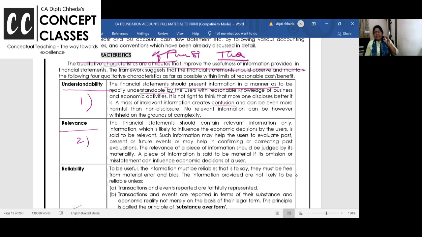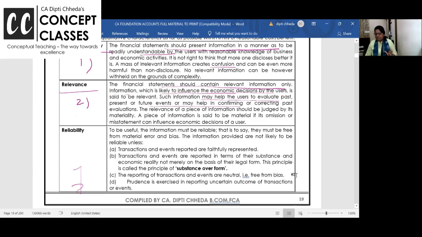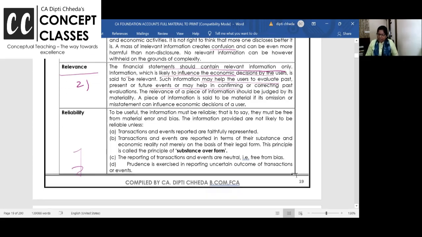Relevance. Only relevant and important information should be disclosed in the financial statement. The financial statement should contain relevant information which is likely to influence the economic decisions of the user. Such information may help the users to evaluate past, present, future, and all. Okay. So only relevant information should be disclosed.